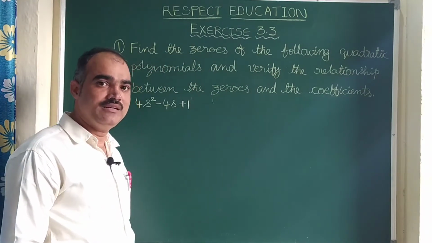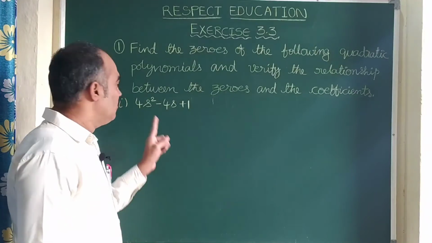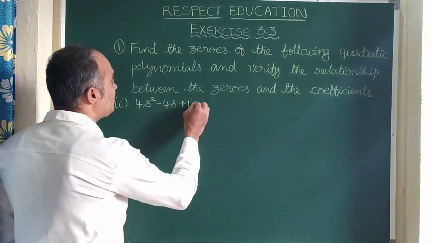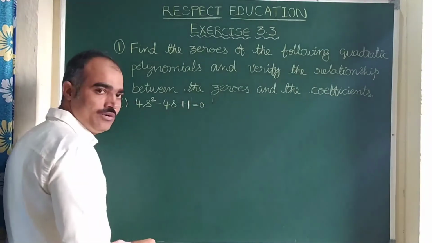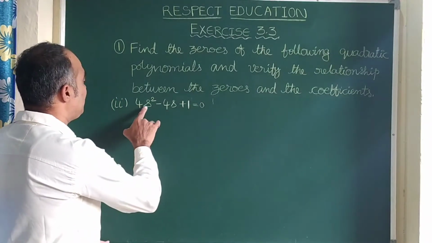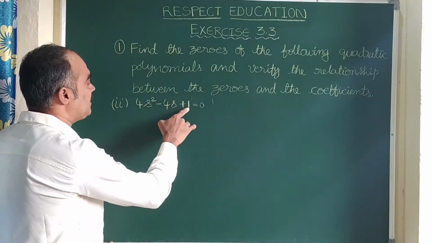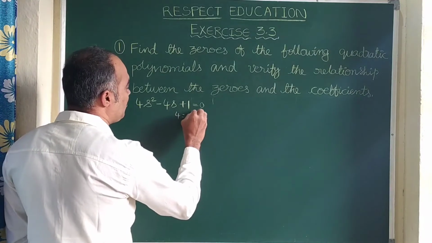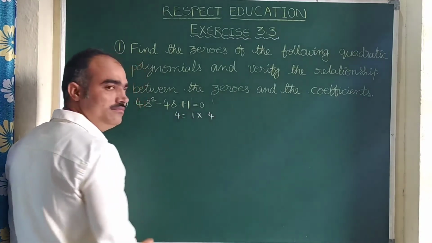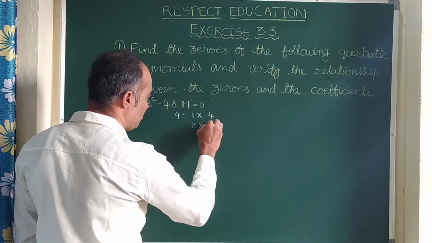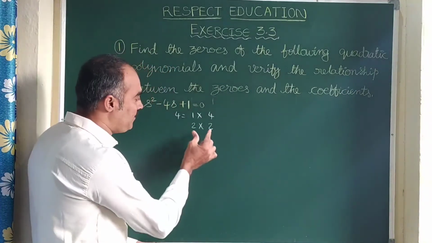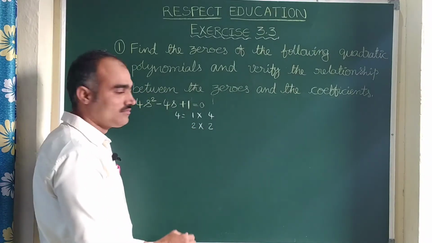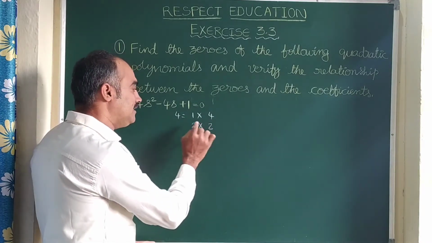Now let us do the next bit, that is the second bit: 4s square minus 4s plus 1. As we are finding the zeros, let us take this equal to 0. Now as usual, the first number, that is the s square coefficient, is 4, the constant is 1, 4 ones are 4. So let us write the factors of 4. 4 can be written as 1 into 4, 2 into 2. Here you see, if both the factors are repeated, we can stop. So these two are repeated, that's where we can stop here.